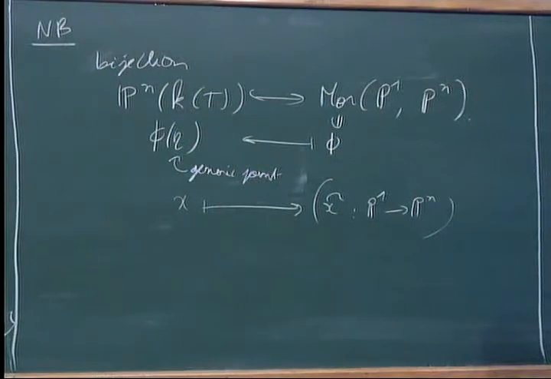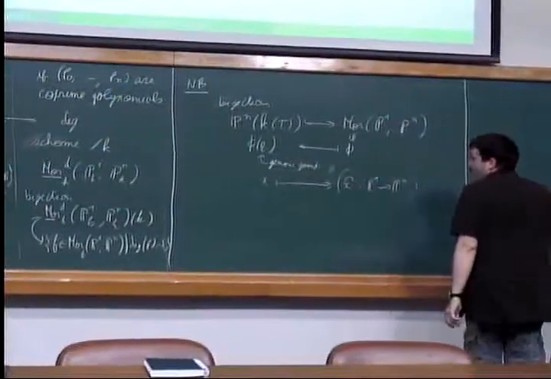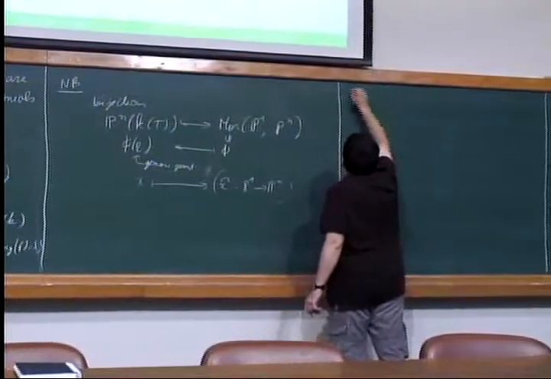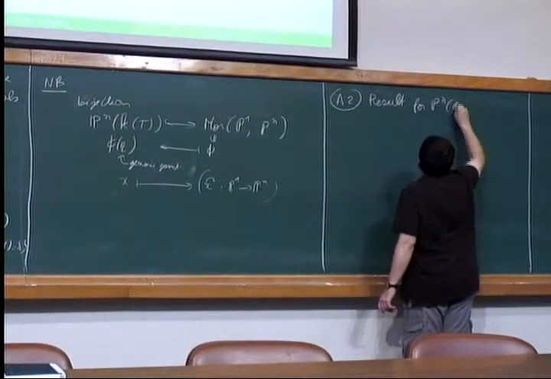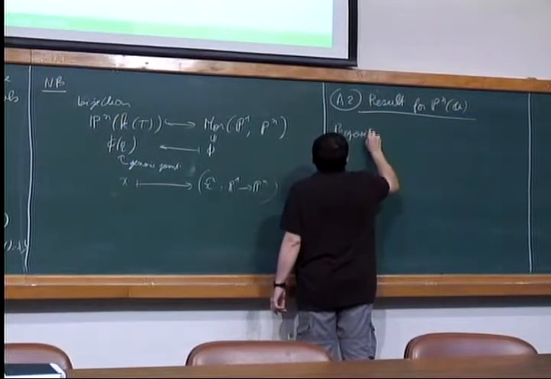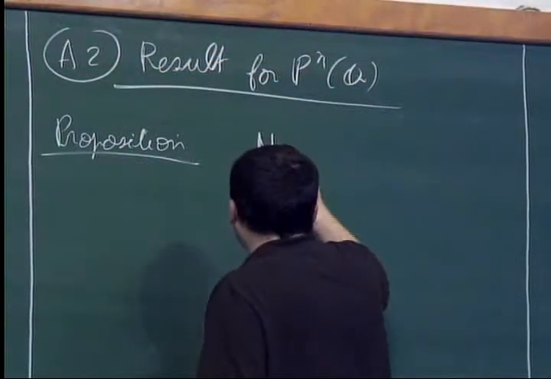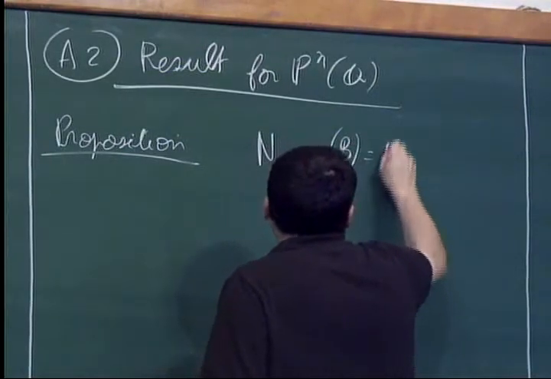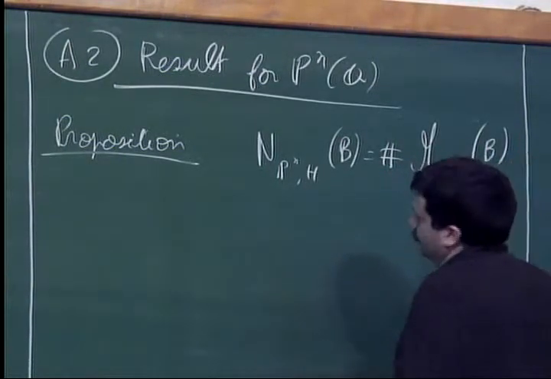Okay, so up to now, I only explained what we are about to do. So let me explain what we can compute for the projective space over Q and over K of t. So I start with computing things for Q. So the result. I will look at the cardinal of the set. I should write N_{P^n,H}(B) to be the cardinal of the set I defined there, P^n H of B.